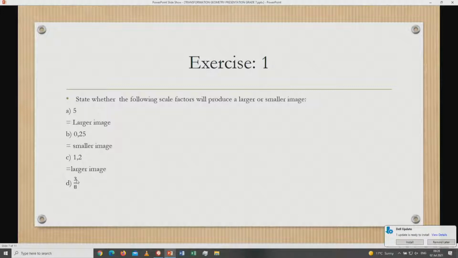So if our numerator is smaller than the denominator, it means that it's a proper fraction, number 1. Number 2, being a proper fraction, it means that it is less than 1. All proper fractions are less than 1. Now, if it is less than 1, it means that it will definitely produce or give us a smaller image.